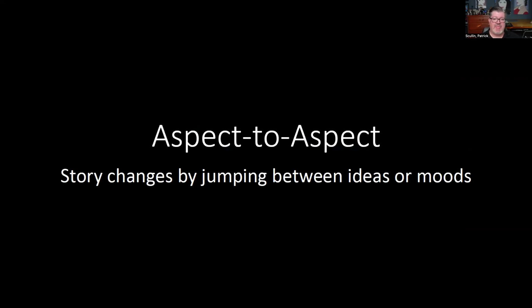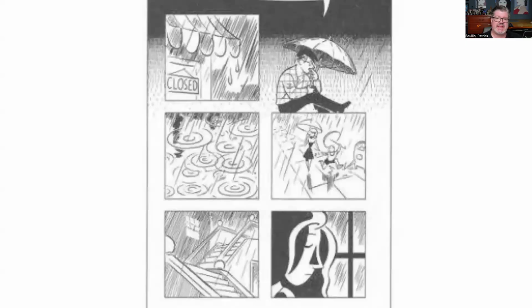Aspect to aspect. So these kinds of story changes are very sophisticated, and it helps set a mood for what's happening in the scene or on the page. It's something very clever, and you might notice it in some storytelling in movies and TV where maybe you don't know what's happening. So in the beginning, you might see in Scott McCloud's version here, you see rain falling on a store that's closed, a guy with an umbrella dropping water droplets, a kid playing in the rain, a lonely stairway, and then a sad person inside their room.